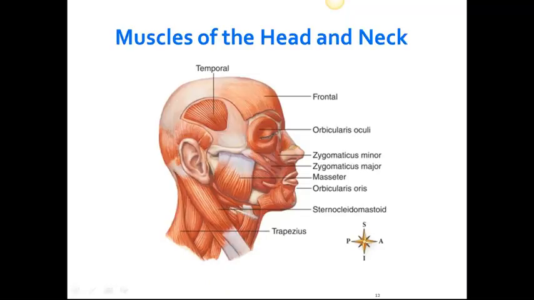So the next slide here is the muscles of the head and neck. We have our frontal muscles. As you can see, the masseter muscle is one of the largest muscles. It connects the upper and then the lower jaw here and helps with our chewing motions.